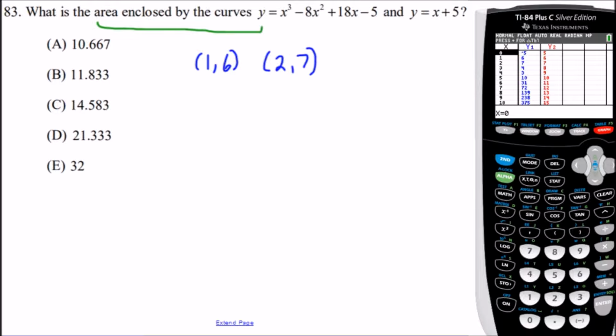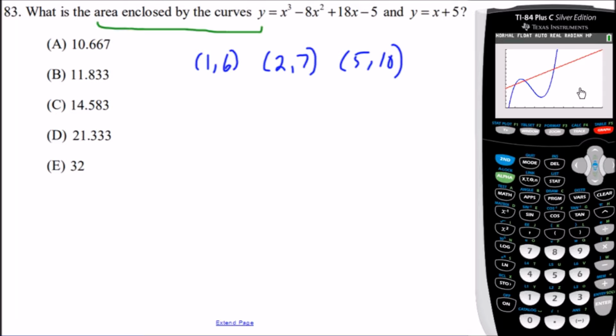And then the third intersection point occurs at (5, 10). So if we look back at the graph, to find this area, what we're going to evaluate is the integral from... and remember, when we're integrating in terms of x, we're going to pay attention to just the x values. I'll do this in a different color so it stands out. We're only looking at the x values because we're doing the integral in terms of x.